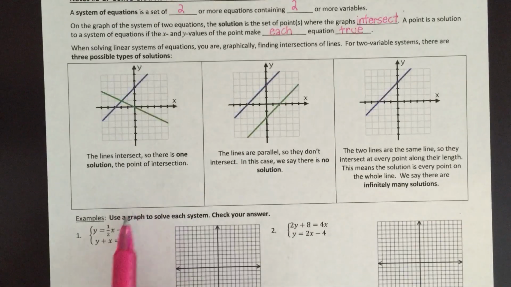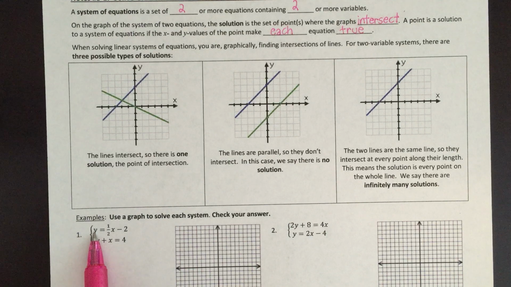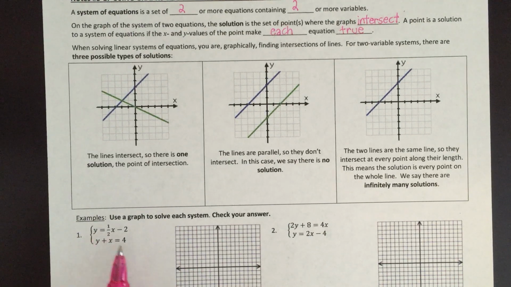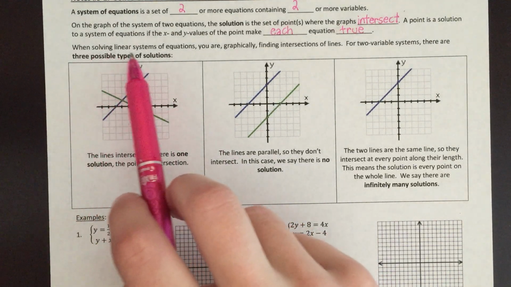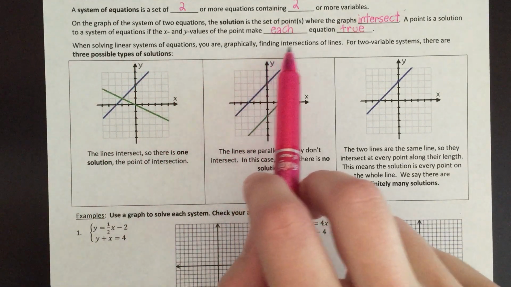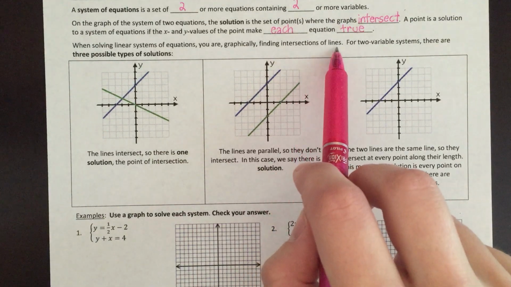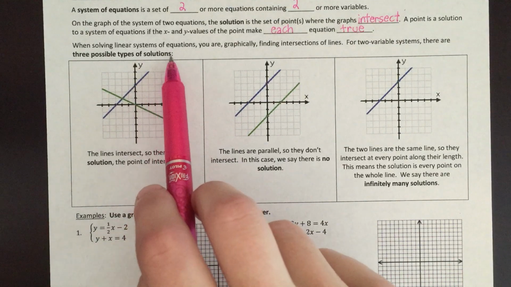Whatever coordinate where these two equations line up, I can take that coordinate, plug the x value in for x, plug the y value in for y, and this will be a true statement. Same for this second equation here. When solving linear systems of equations graphically, you're finding intersections of lines. For two variable systems, there are three possible types of solutions.